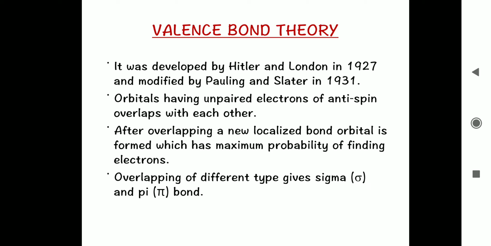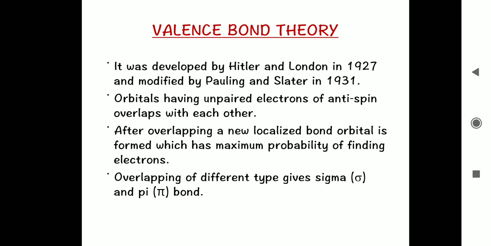What it says is that after overlapping, a new localized bond orbital is formed which has maximum probability of finding electrons. The name itself suggests that the outermost orbitals, that means the valence orbitals, participate during the bond formation. And after the overlapping takes place, a covalent bond is formed, and that particular bond will have the maximum probability of finding the shared electrons.